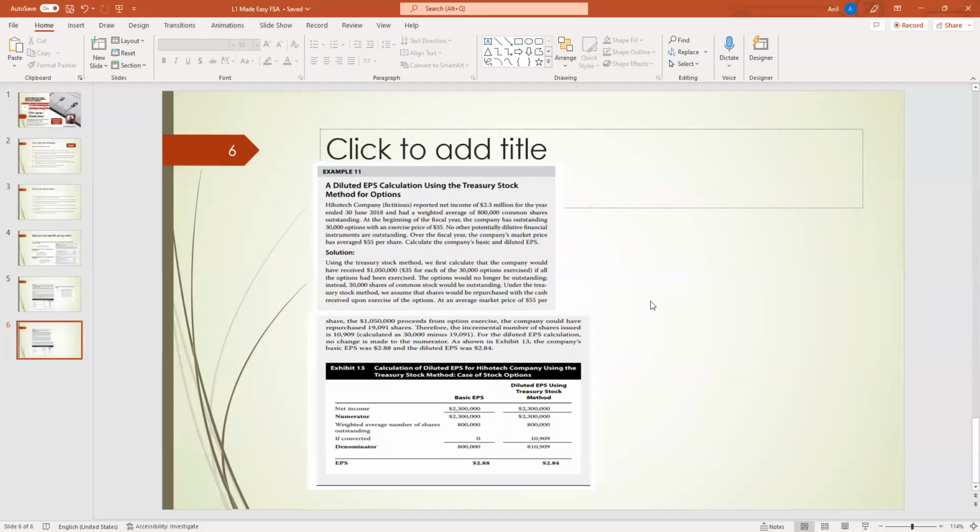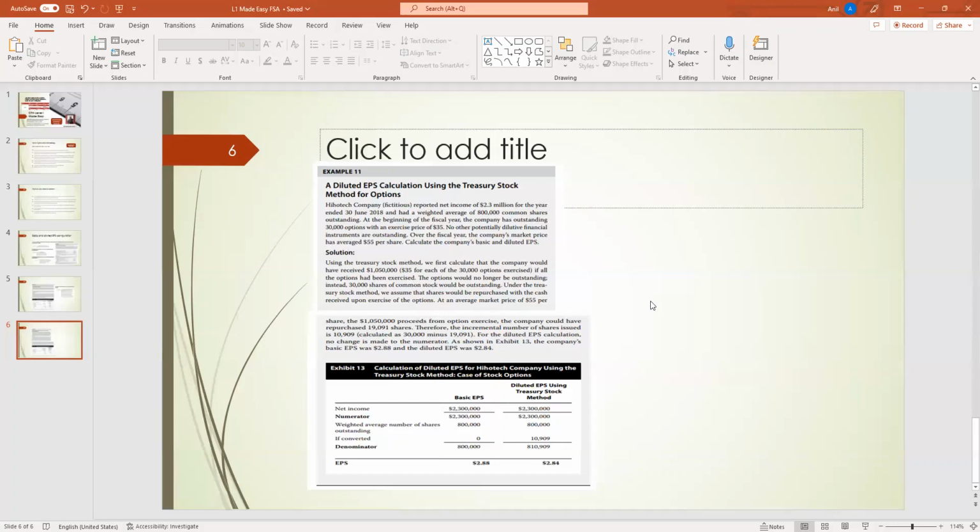Using the treasury stock method, we first calculate the cash the company would have received. So what is the cash they will receive? If all the options were exercised, 30,000 times $35, that is $1,050,000. And if all the options had been exercised, then you will get 30,000 new shares, and the options will not be there. Shares would be repurchased with the cash received upon exercise at an average price of $55. So with 1.05 million, you can buy back 1,050,000 divided by 55, which is 19,091 shares.